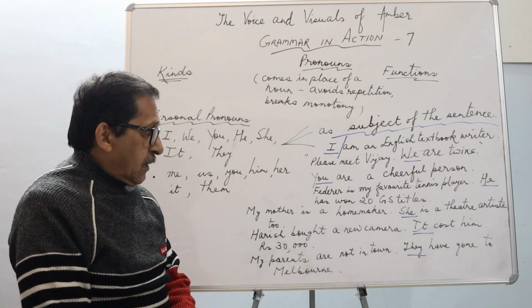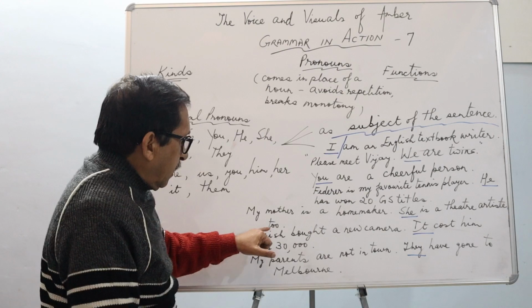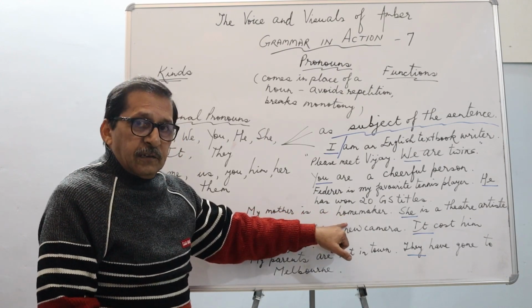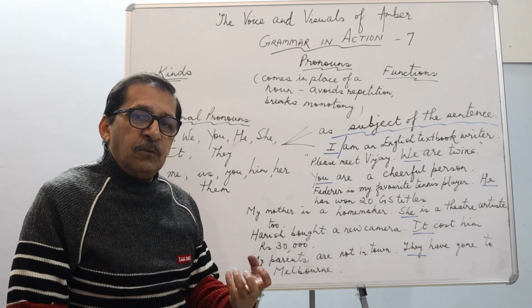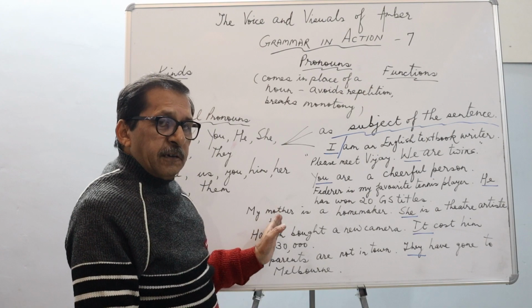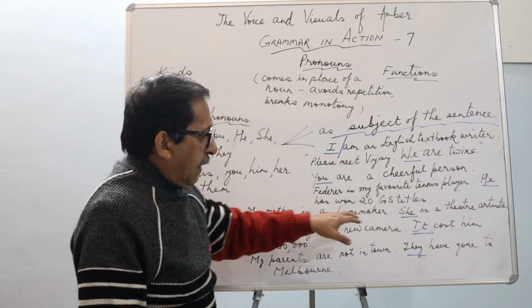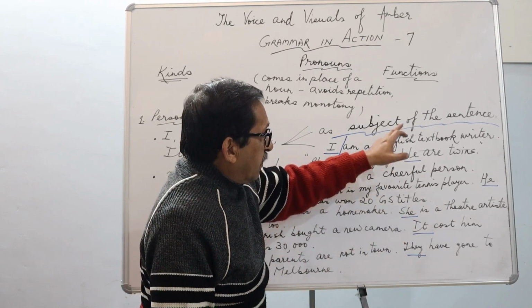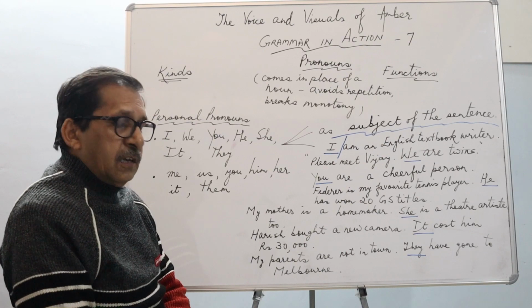My mother is a homemaker. She is a theatre artist too. So my mother is a homemaker. So mother or my mother is the noun subject group. Who is a homemaker? I'm referring to my mother, and then she replaces mother and acts as the subject of the sentence. She is a theatre artist too.